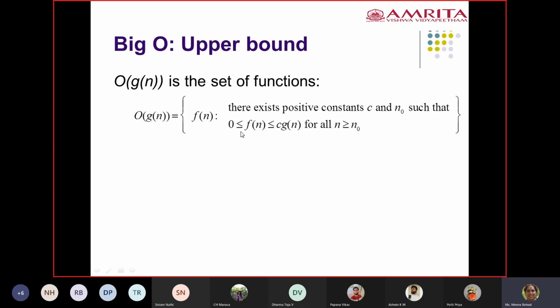Such that 0 is less than or equal to f(n) is less than or equal to c times g(n), for all n greater than or equal to n0. So the important thing is that n0 and my constant c should be greater than 0. Positive constant here means they have to be greater than 0. Okay, so all of you know this definition.